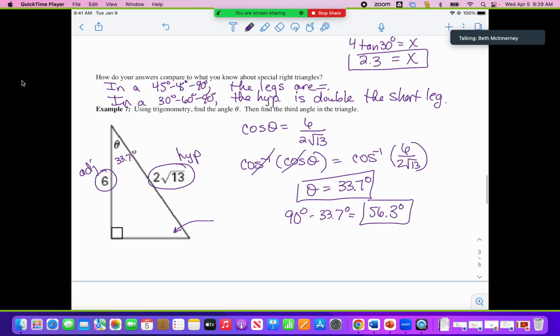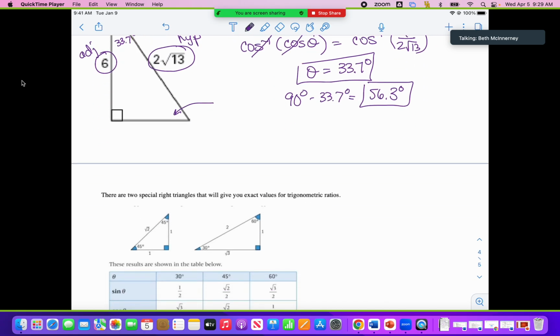So, when you're trying to find an angle, you have to undo the trig function, and that's where you're using the cosine to the -1 or sine. It's called inverse cosine, inverse sine. That's the only time you're using that button, is when you're trying to undo the angle.